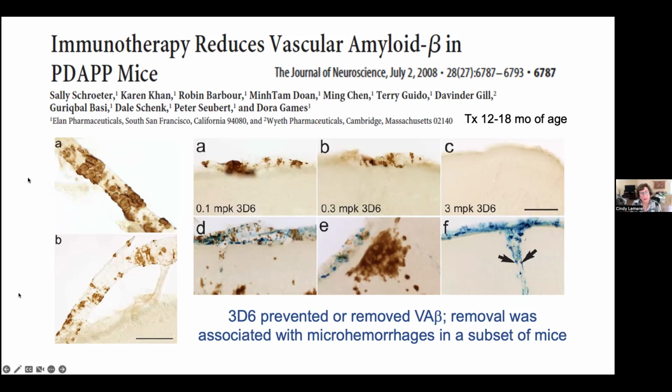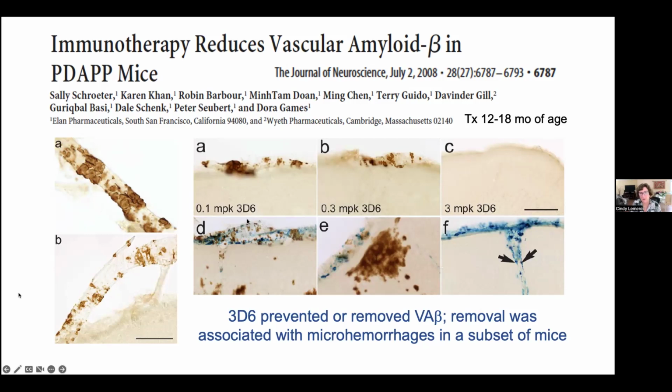So what they showed was that at the end of the study, at 18 months, the blood vessels had lots of amyloid surrounding them. In the mice that were treated with the bapineuzumab precursor, you can see that it looks like amyloid is being stripped away from the blood vessels.